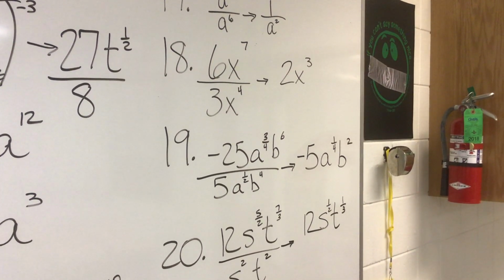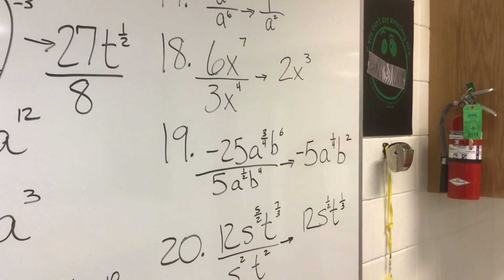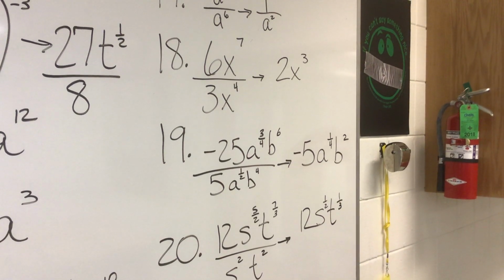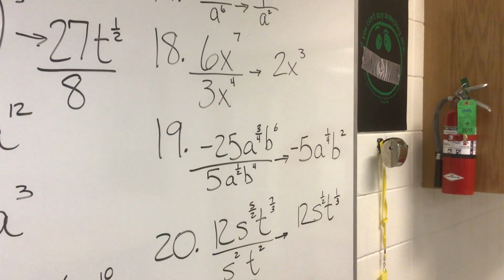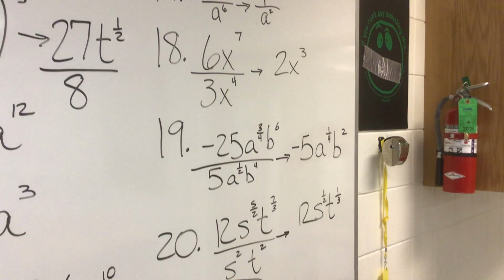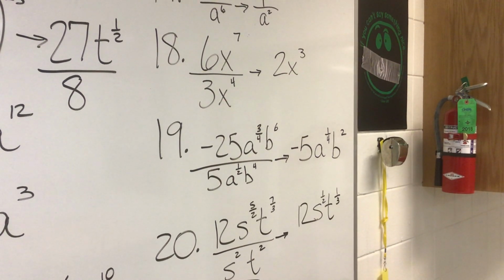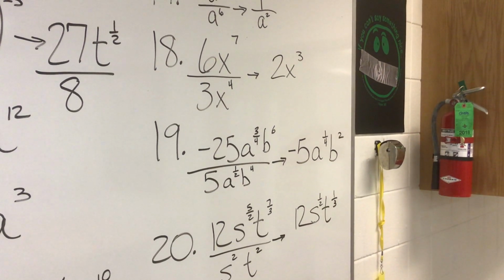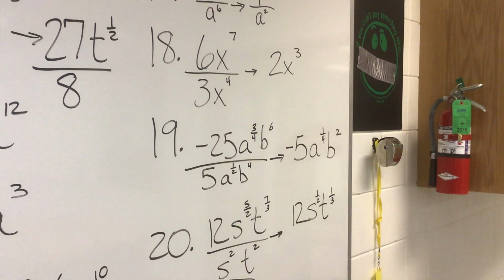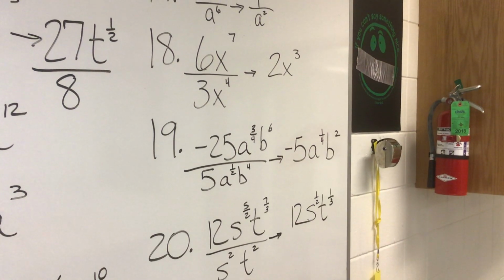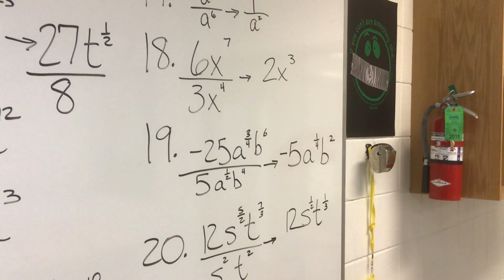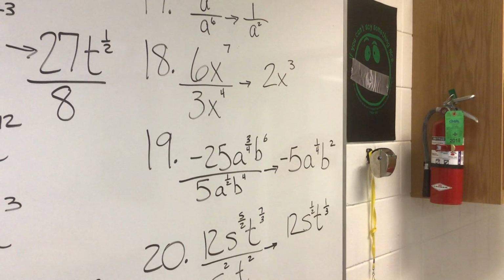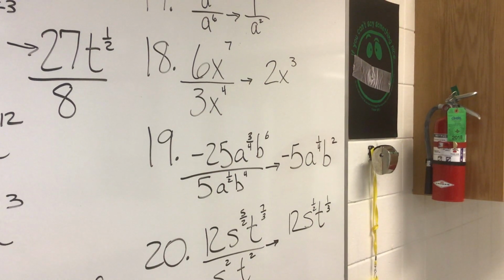A to the 3/4 on top, a to the 1/2 on the bottom. Well, I have to make that 1/2 on the bottom into 2/4 so that I can compare them. Now I have 3/4 on the top, I have 2/4 on the bottom. That means I have 1/4 left on the top. So there's my a to the 1/4. Then I have b times itself 6 times up top, times itself 4 times on the bottom. Once I reduce, I'm left with 2 b's on the top. So there's my b squared.